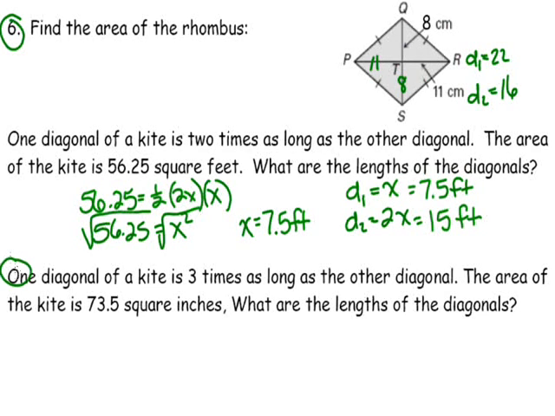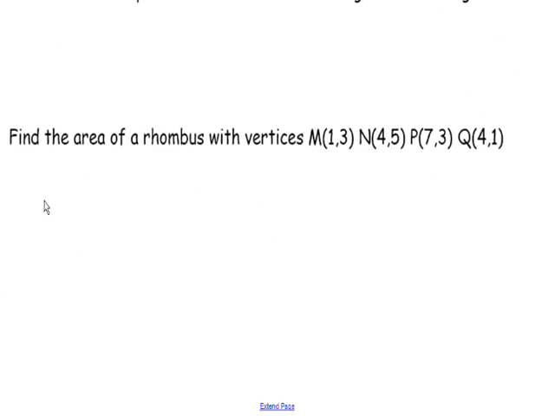I would like you to solve this one for your notes check, basically using the same method. All right, one more problem. So we have to find the area of a rhombus with vertices at these locations. And I don't exactly have graph paper here. So let's go ahead and remind ourselves what the area of a rhombus is first off. The area of a rhombus is 1/2 d1 d2.